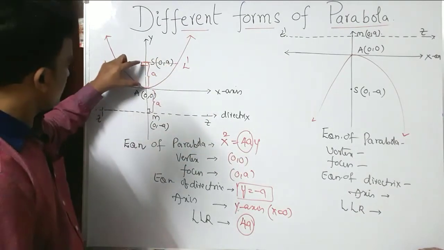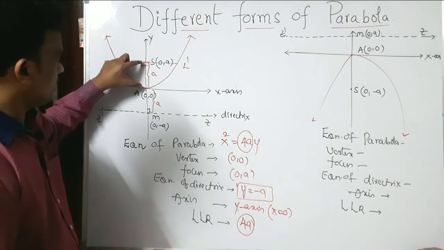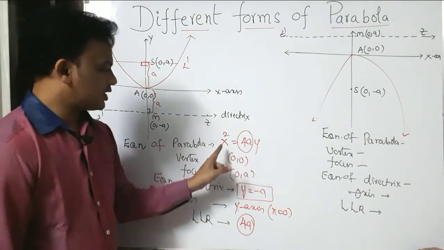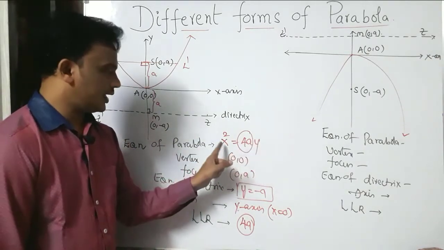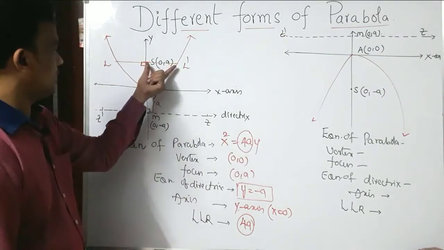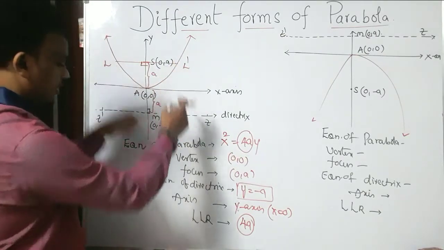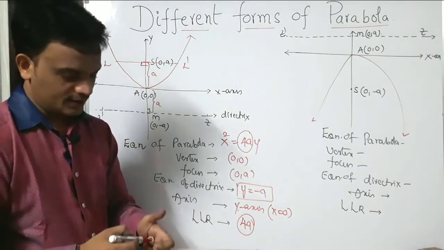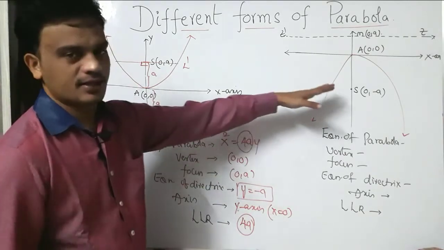Anyway, this is the y value, right? And the y value is a. So x square is equal to 4a square, so x is equal to 2a. This length is 2a and this length is 2a. Total its length is 4a. Like this.